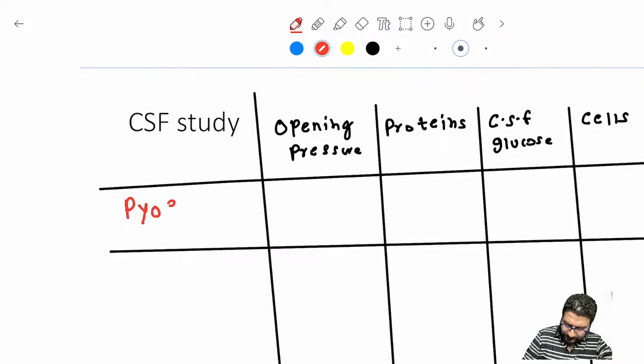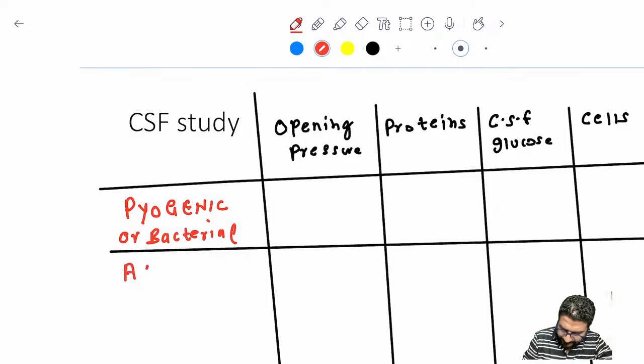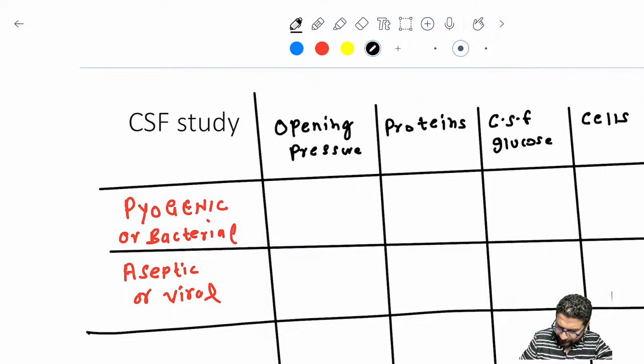Pyogenic. देखो ये क्वेश्चन हर बार पिछले 10 साल से एग्जाम में आ रहा है, वेरी वेरी इंपॉर्टेंट. पायोजेनिक, और what we call this bacterial meningitis. The second type will be your aseptic or viral meningitis, and the third type will be tubercular.